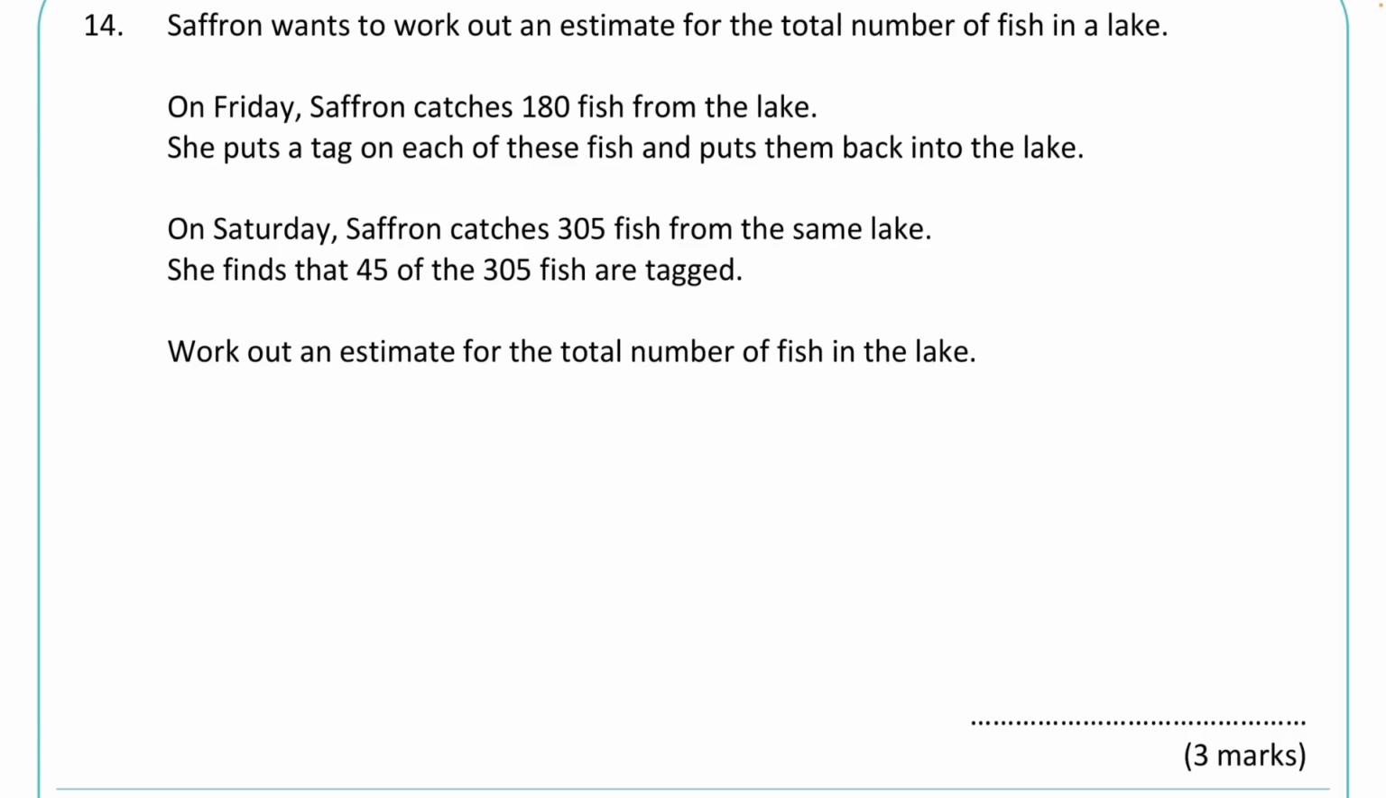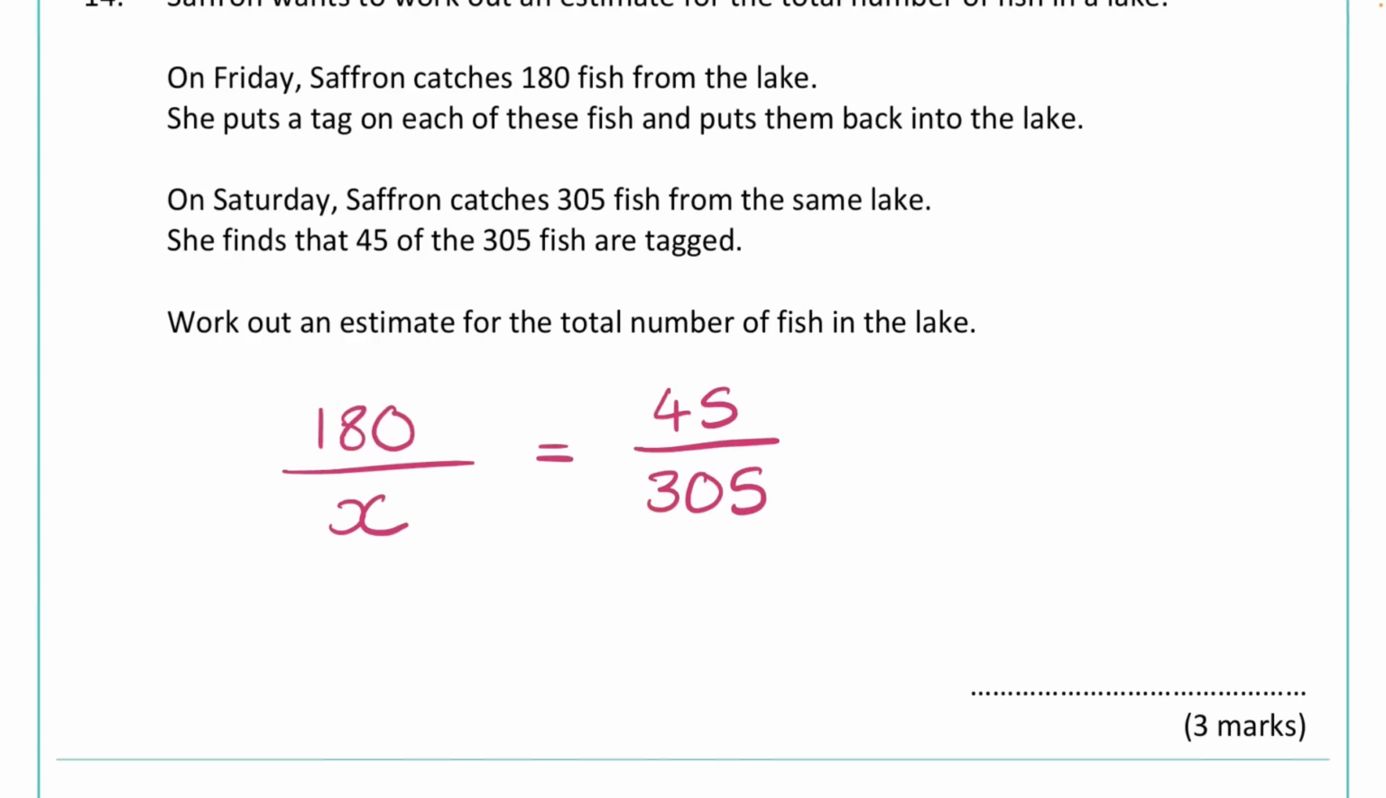Now what we're going to do is write a proportional fraction or pair of fractions which show these two captures. So in the first capture, she captures 180 fish and we don't know out of how many. So we put the letter x or any unknown letter there. That has to be equal to, proportionally, another fraction in the second capture. So on the second capture, she catches 305 and 45 of them have the tag on. So 45 out of 305. Now this fraction on the right, we now have the proportion for. And if we want these to be equivalent fractions, we just need to figure out what do I have to multiply by to get from 45 to 180.